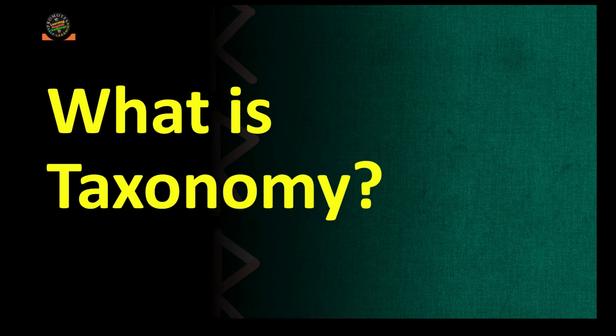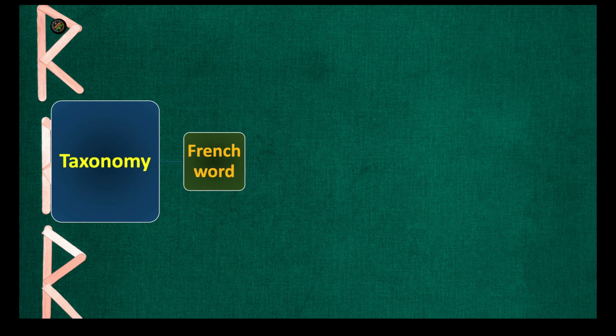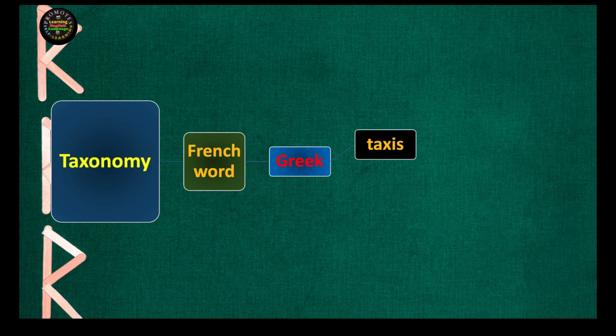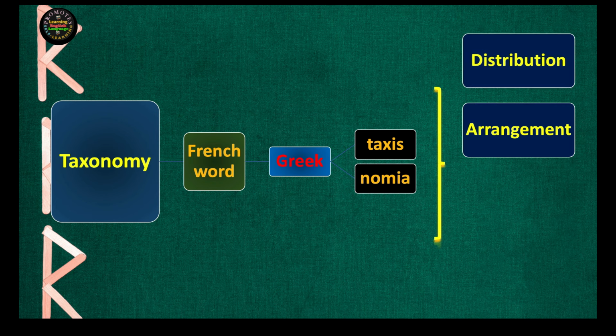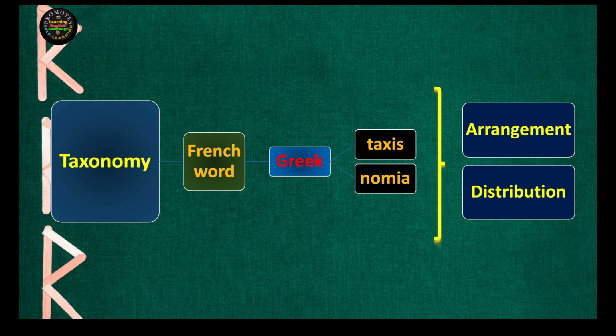What is taxonomy? The word taxonomy is a French word which finds its origin in Greek, and in Greek we have the two terms from which the word taxonomy is made. The first one is taxis and the second one is nomia, and together when you join them it becomes the word taxonomy in French, and literally it means arrangement or distribution. So this is the literal interpretation of the word taxonomy.